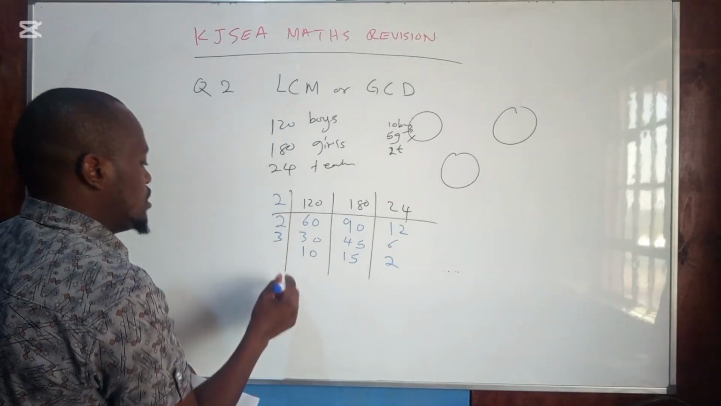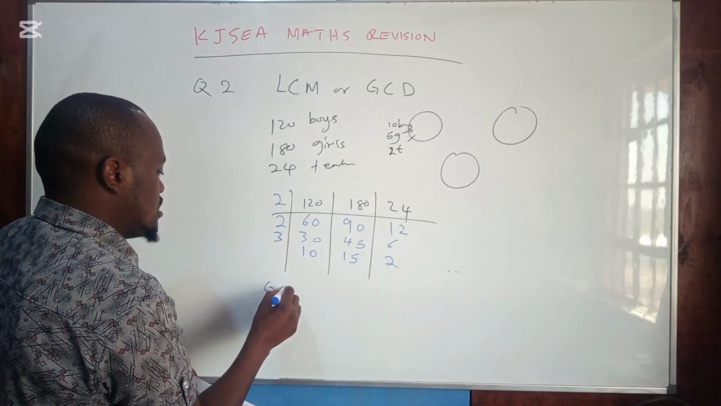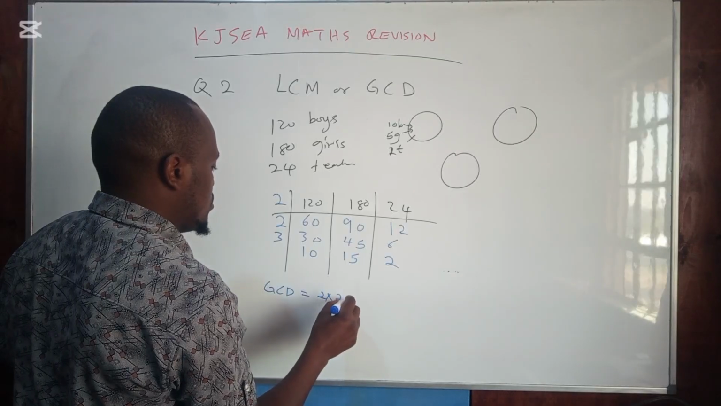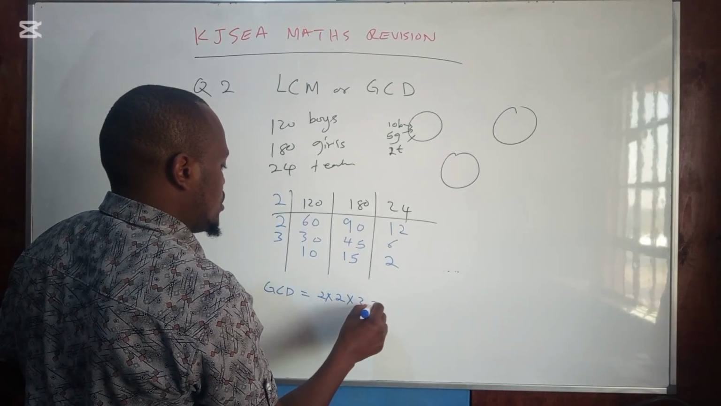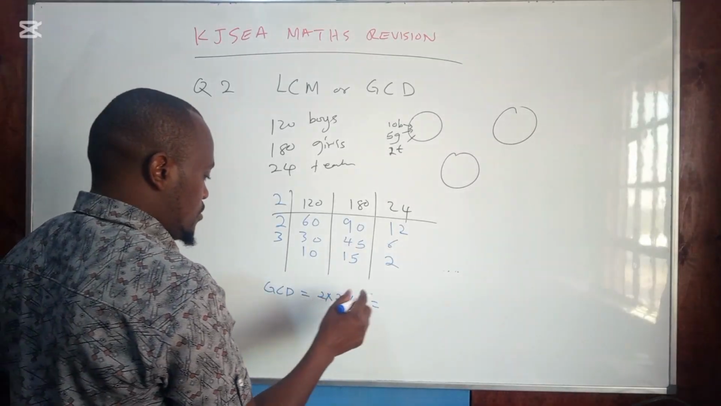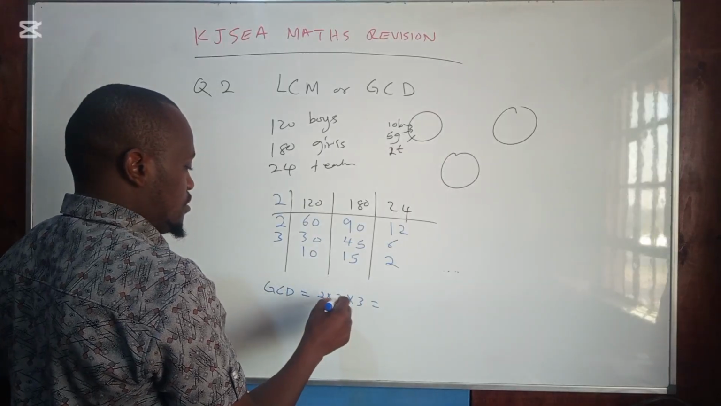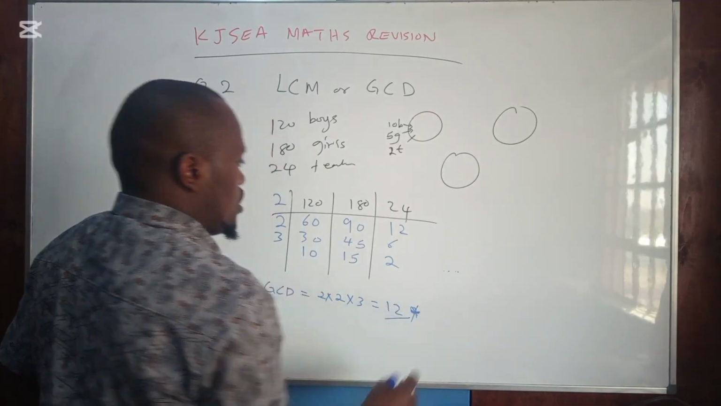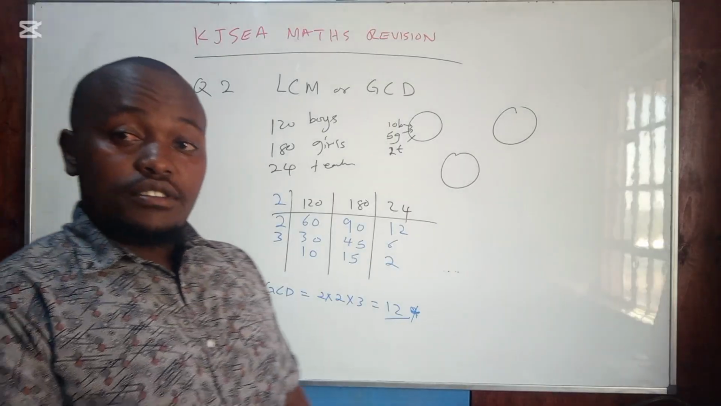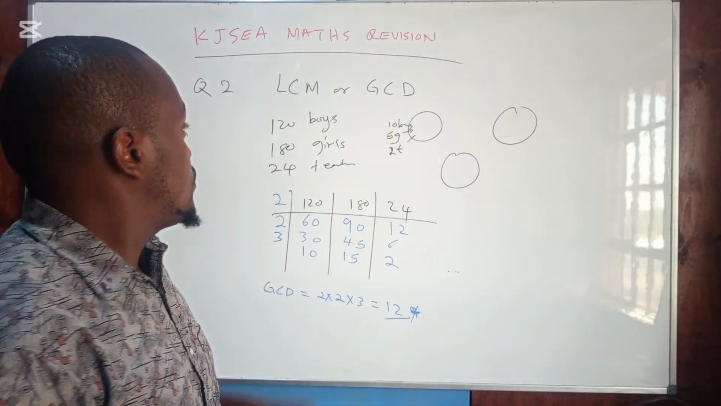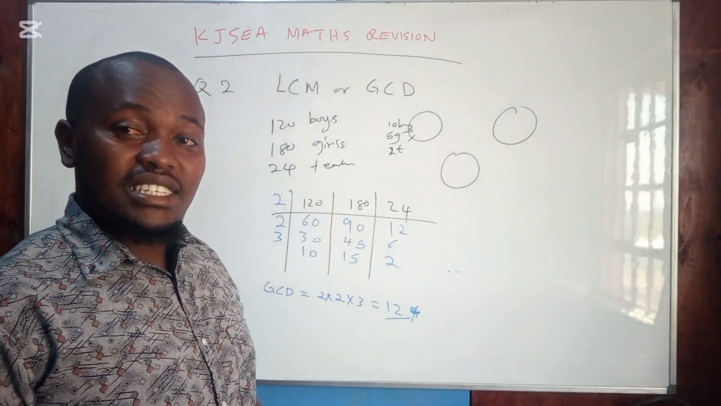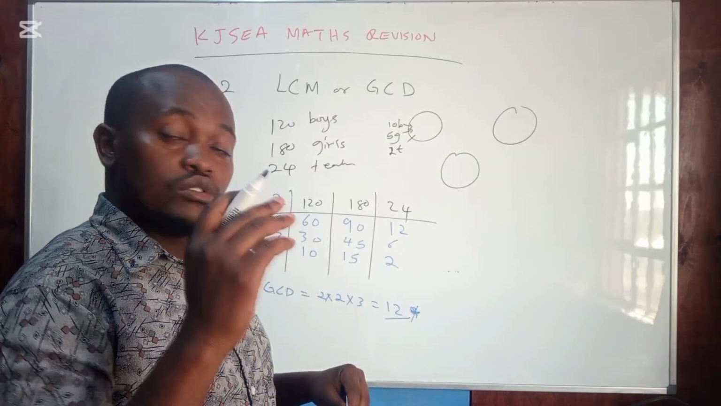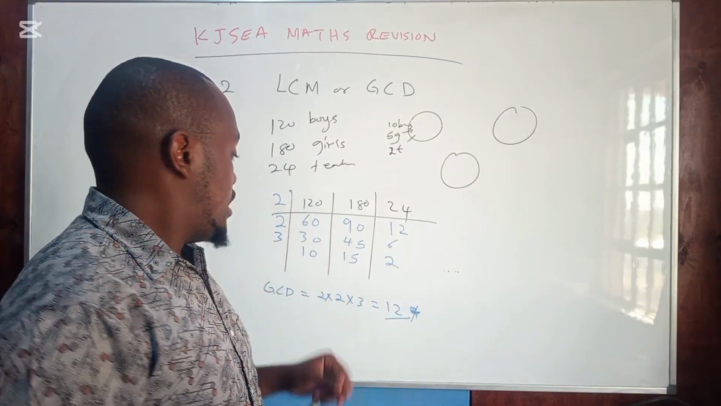So then, what is the GCD? GCD is 2 times 2 times 3, which is 12. So you are going to have 12 groups because all these numbers can be divided by 12. That is the greatest number of groups that you can have.